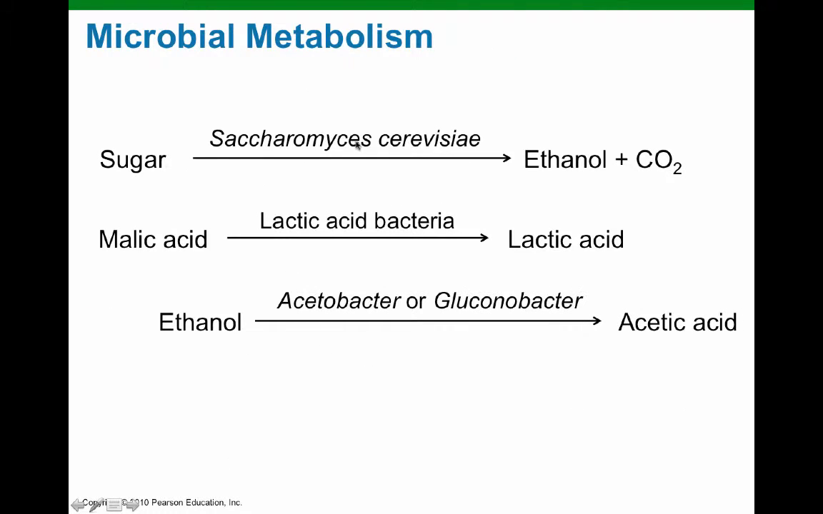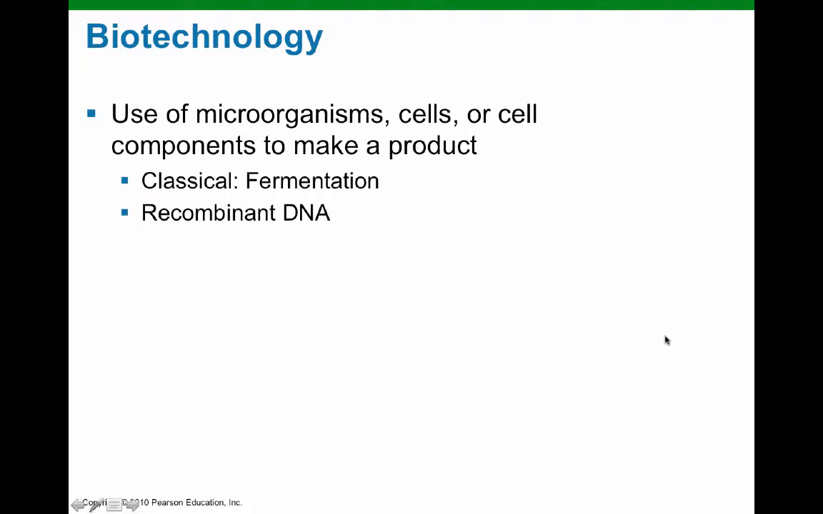So these are kind of just 3 different groups of microbes here that are involved in metabolic pathways in making food or beverages. So sugar, the yeast will convert that sugar to ethanol and carbon dioxide, malic acid, lactic acid bacteria to lactic acid, and then the contaminating bacteria will take ethanol and convert it to acetic acid.